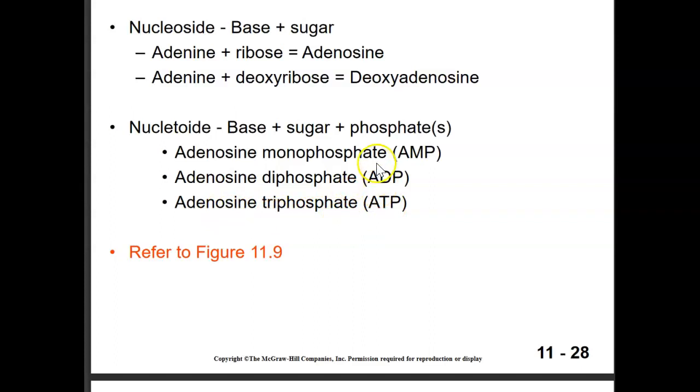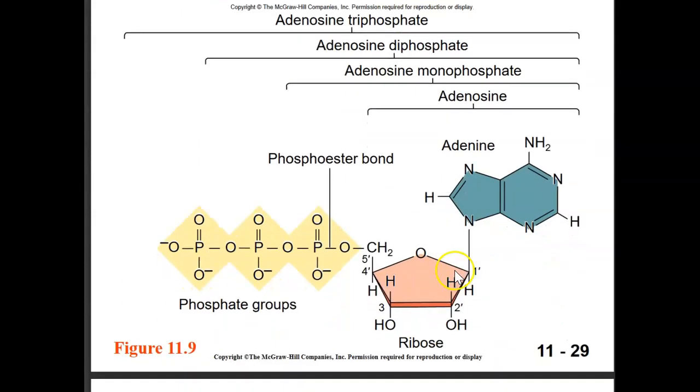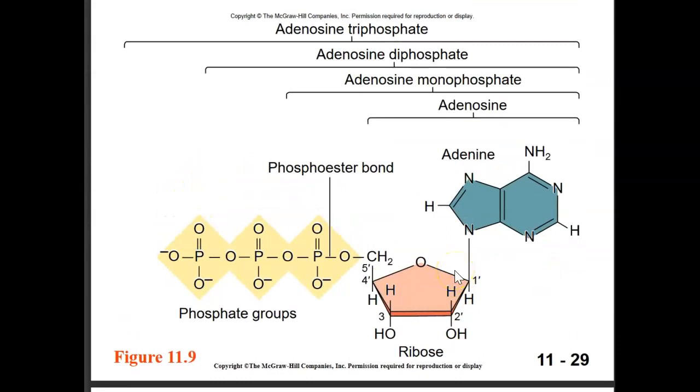So basically, you get rid of different elements of the molecule and it has a different name. Adenosine alone is just the sugar with the base. Adenosine monophosphate, AMP, is a single phosphate, then diphosphate, and then triphosphate.